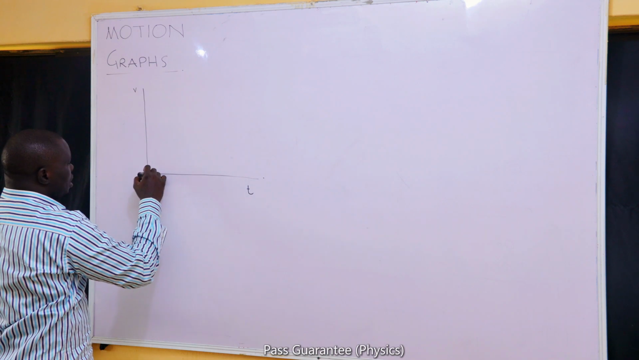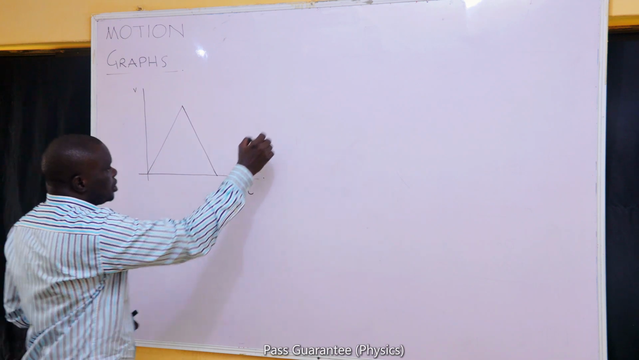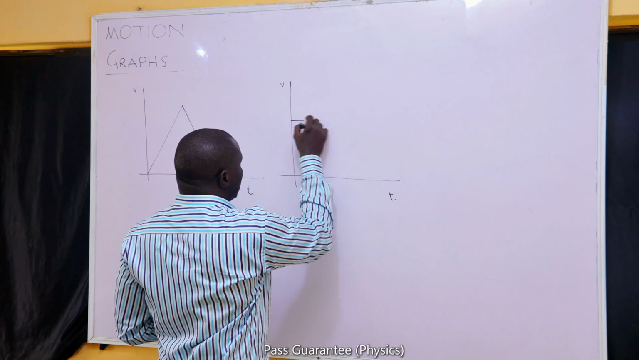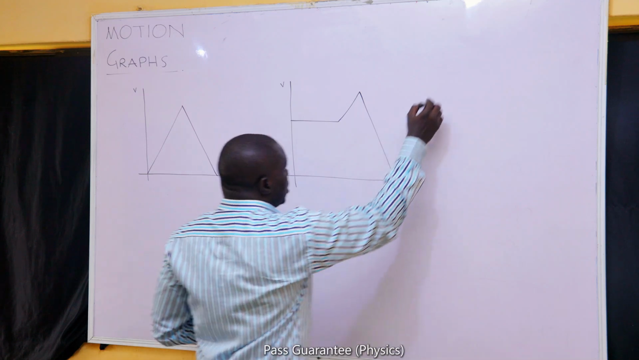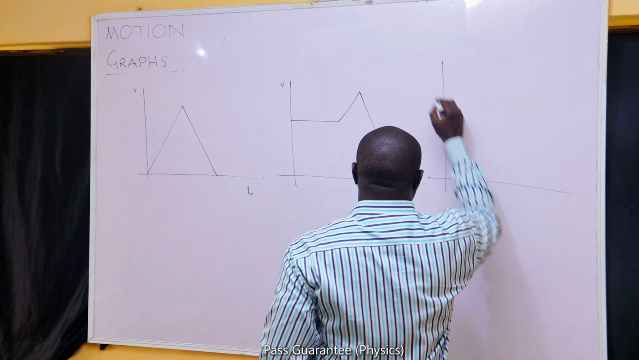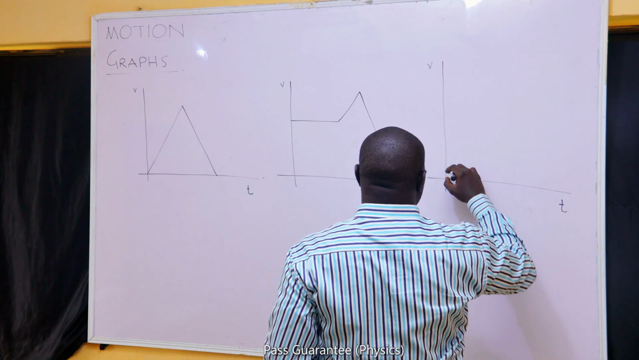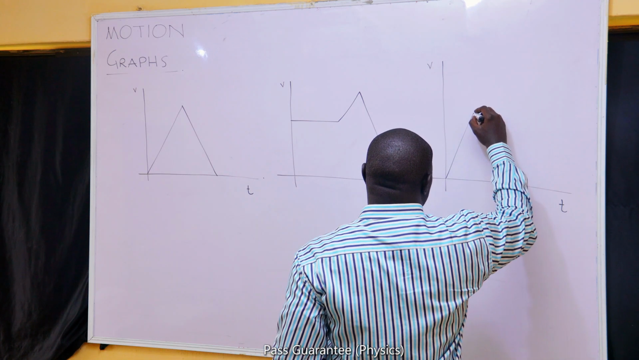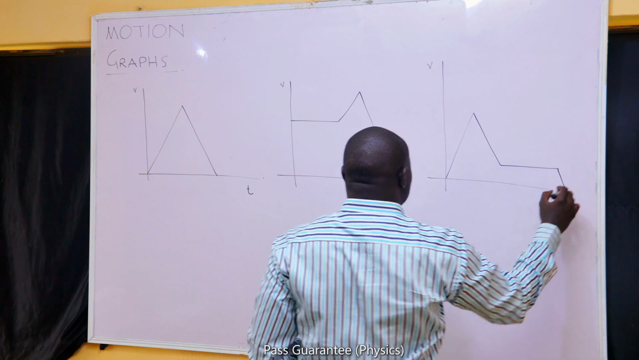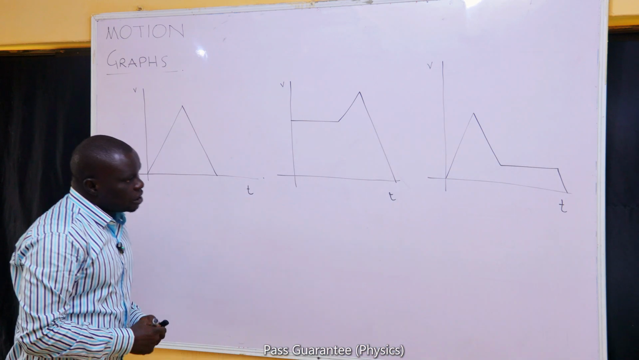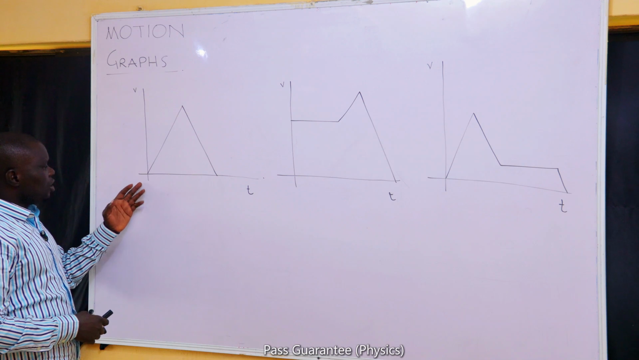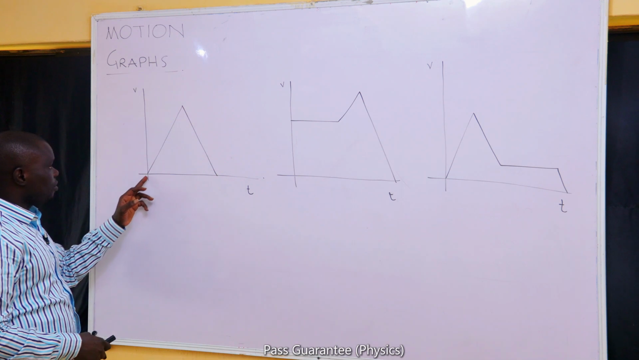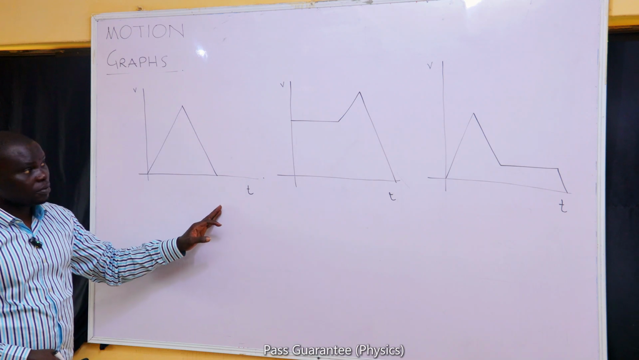I can draw a velocity time graph like this. I can draw another velocity time graph of a body like this. I can draw it like this. I can draw the velocity time graph like this. It can take any form, particularly when an acceleration is involved. So let me just interpret each one. Here it means that the object accelerated from rest, then decelerated to rest.